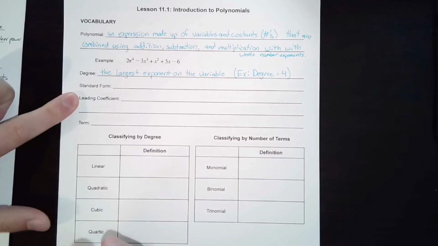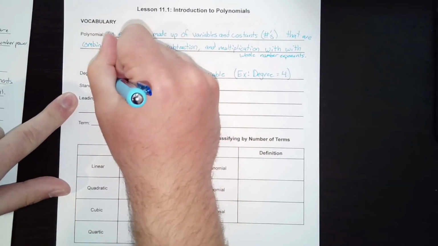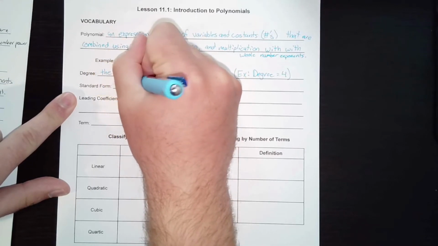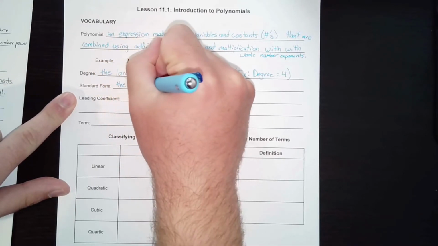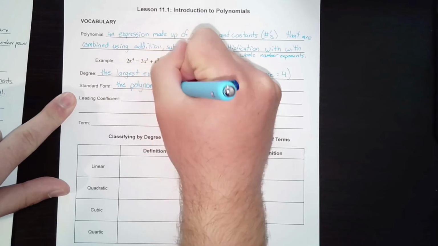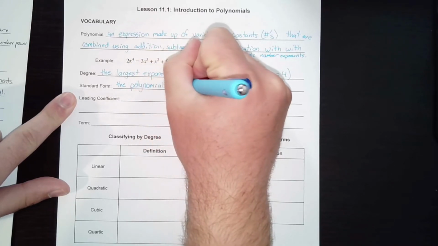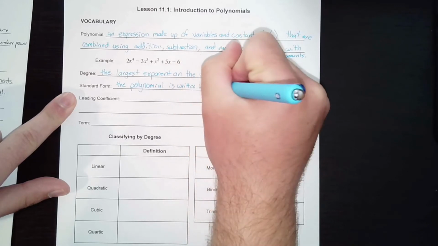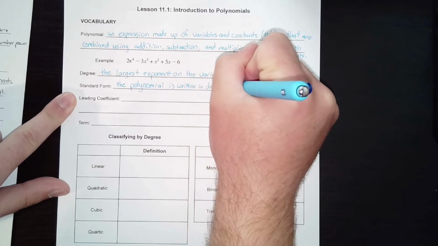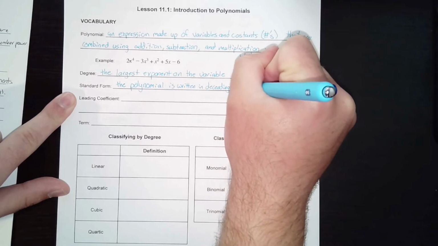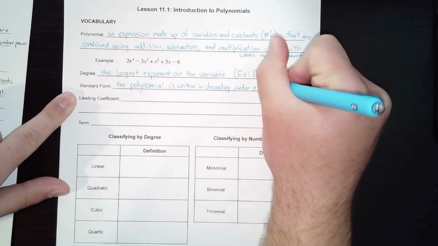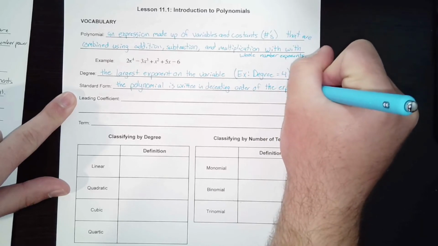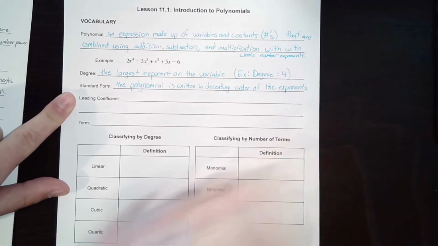Let's also talk about standard form. This is typically the way that it's going to be given to you, but sometimes you'll be asked to put it in standard form as well. So this is the polynomial is written in descending order of the exponents. So I start with my highest exponent and I move to the lowest exponent.